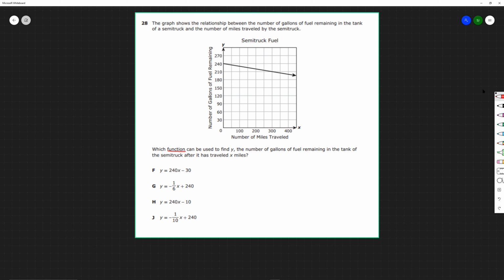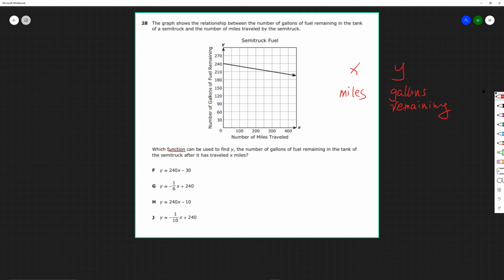So as always, the first thing we do is determine what the x and y represent on this graph. So x is number of miles. So x is miles. And y is number of gallons of fuel remaining. So y is gallons remaining. That's what x and y stand for.